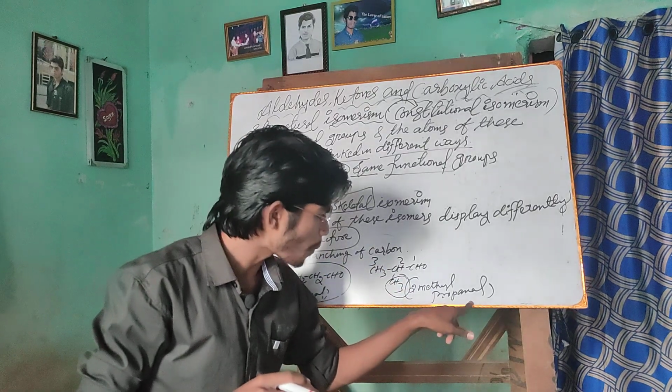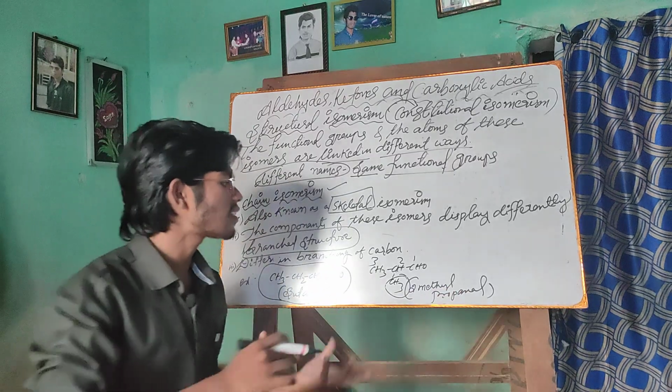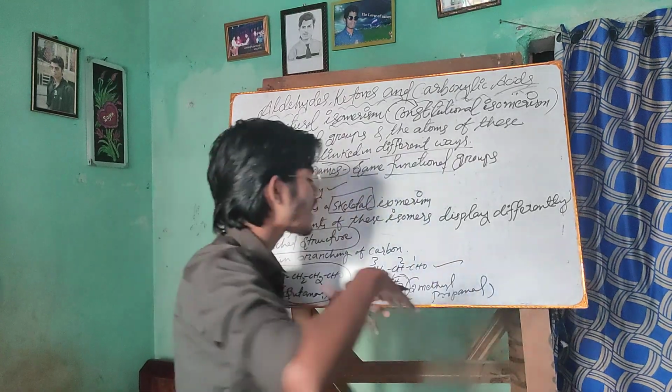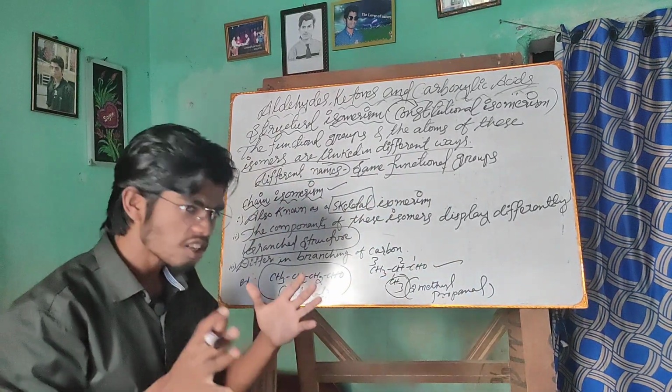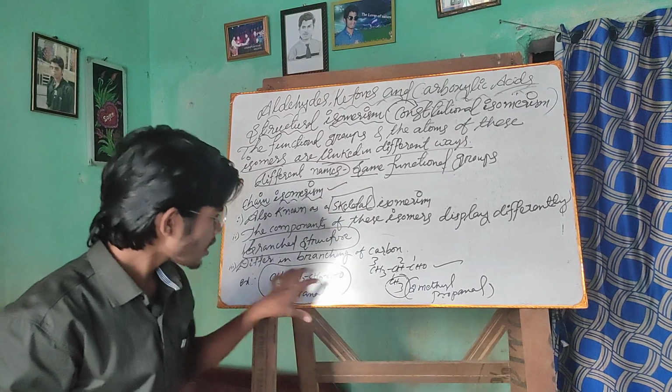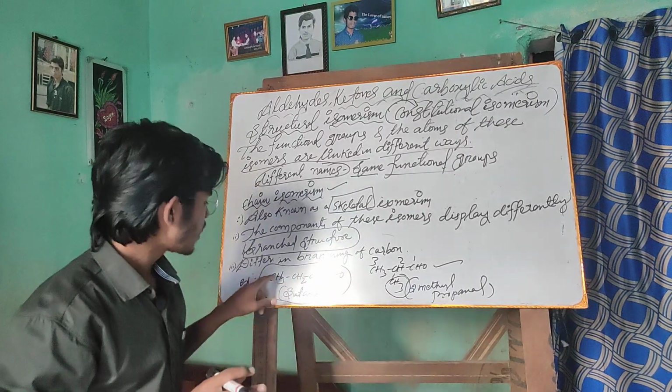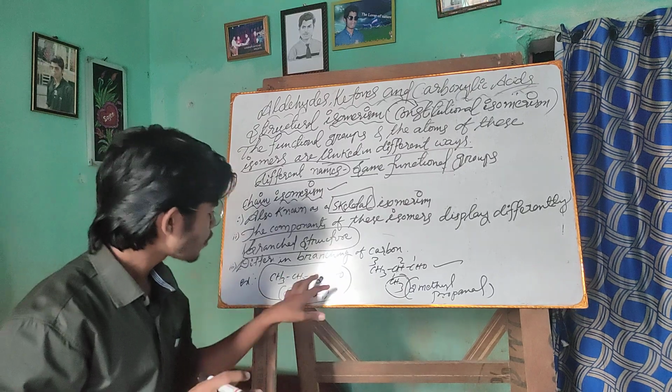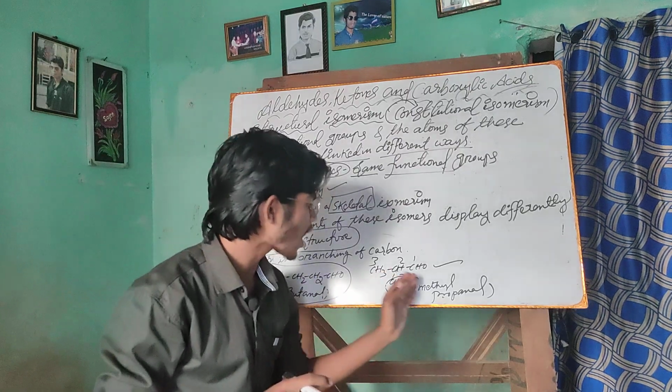So 2-methylpropanal. Why is this "al" added? Because here this is an aldehyde group. If you observe very carefully, both have the same chemical formula. How many C are there? Here 4 C are there. Similarly, here 4 carbon atoms are there.